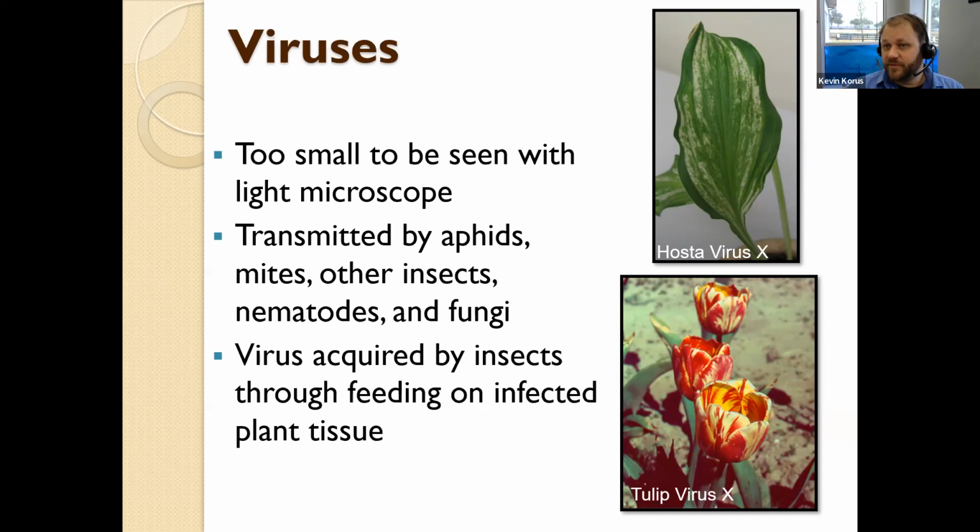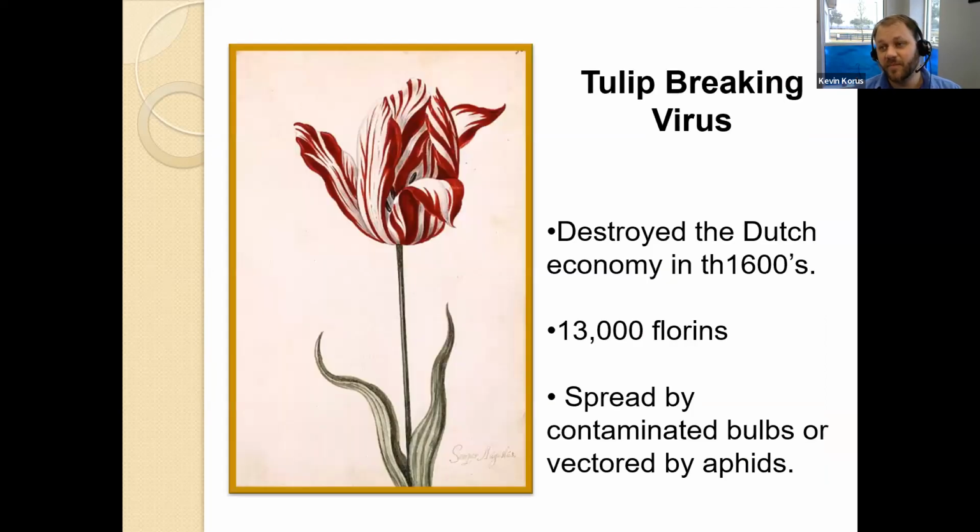So this is a couple of different types of viruses here. We have hosta virus X in the top corner. In the bottom, we have tulip virus X. And that's actually a historically famous virus because it caused this really beautiful patterning in our tulip bulbs and our tulip flowers. And it ended up causing a crash, though, in the Dutch economy in the 1600s because these tulips were infected with a virus and they made these beautiful tulip colors. But they didn't understand that this was being caused by a virus, right? So they didn't necessarily know how to replicate it.